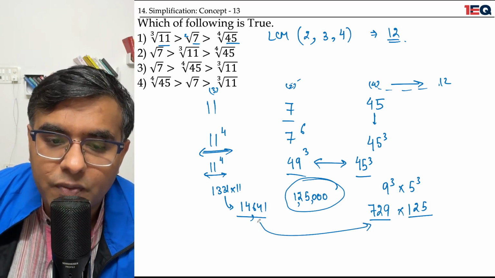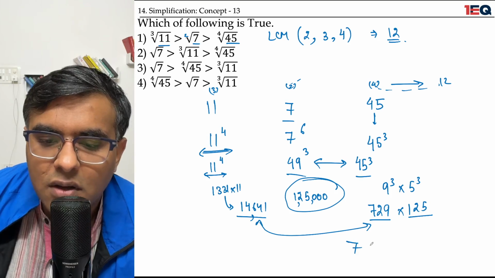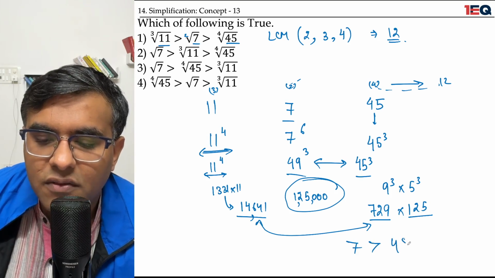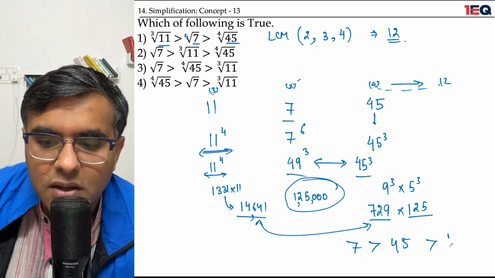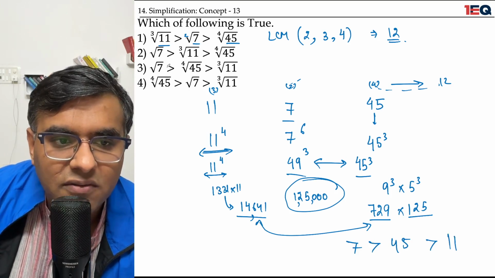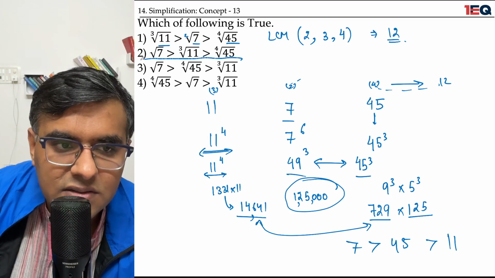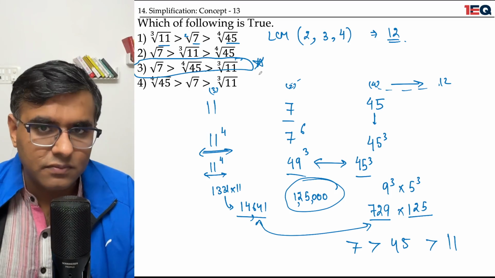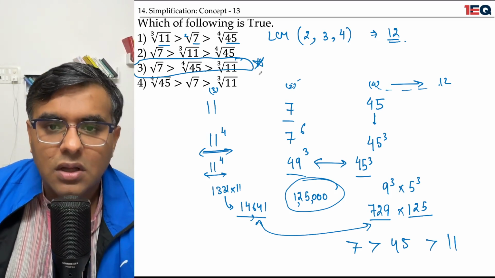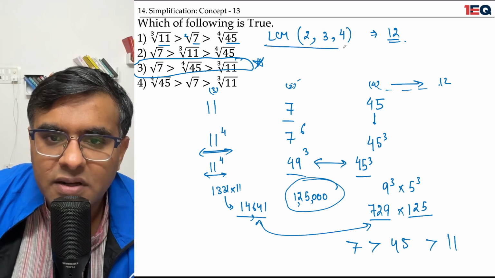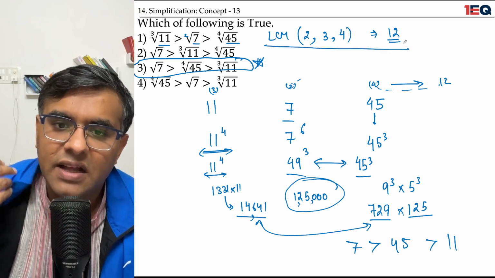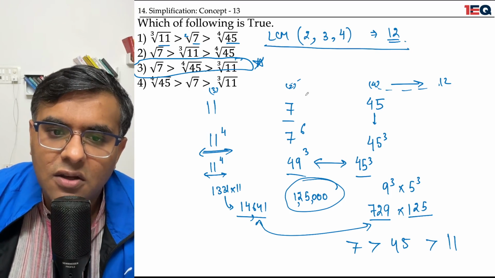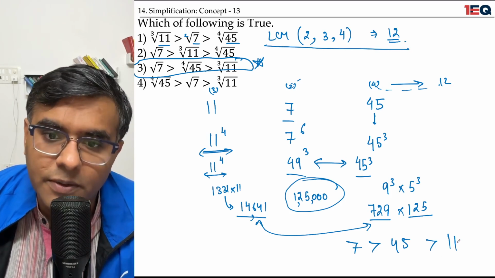to 11 cube. So 7 cube would be greater than 45 cube, would be greater than 11 cube. So 7, 45, and 11. I find this to be in option number 3, and this is my answer. Okay. The LCM portion is where you'll need my help. After that, it's your intelligence where and how you'd like to approach the problem.